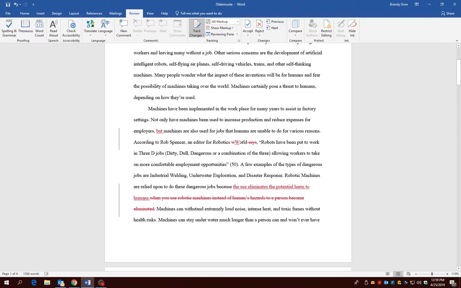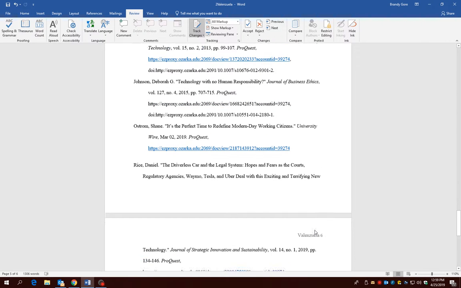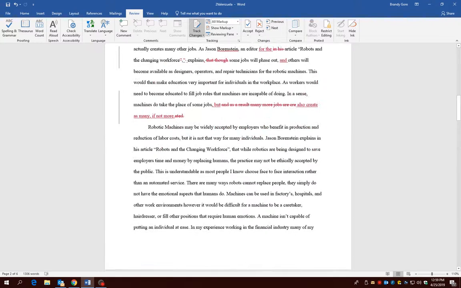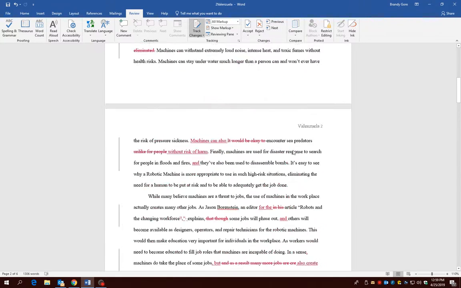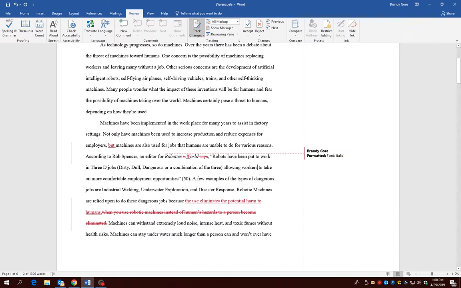I assumed that, and if this is a source, it was not even, yeah, Robotics World. Okay, so you need to actually italicize as well. So we can do that. So Robotics World should be italicized. Okay, so just watch your language, everyone, whenever you are doing your signal phrases.